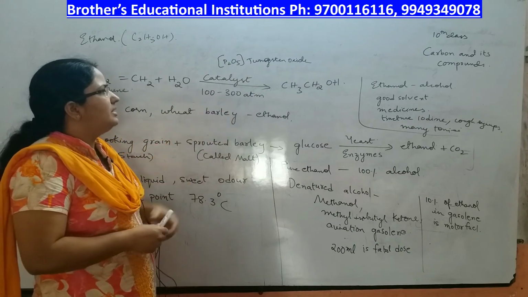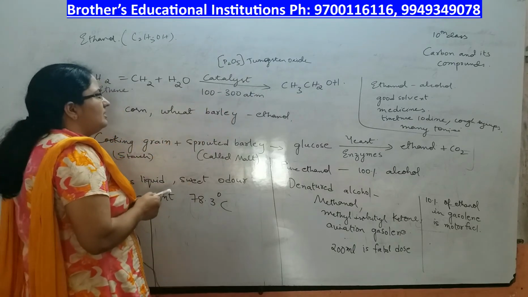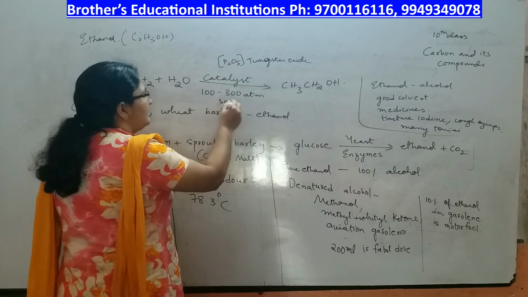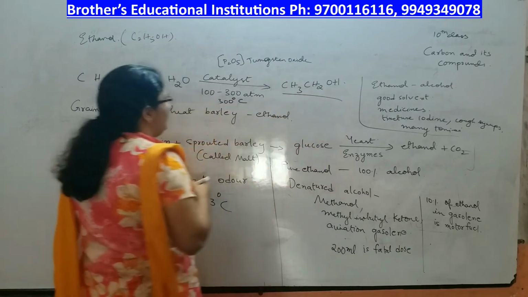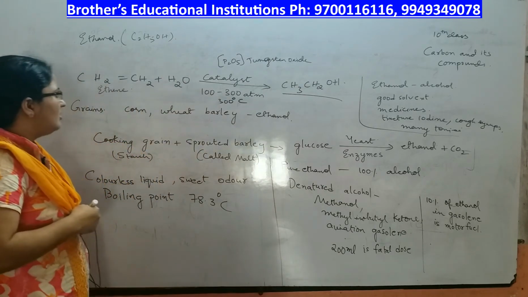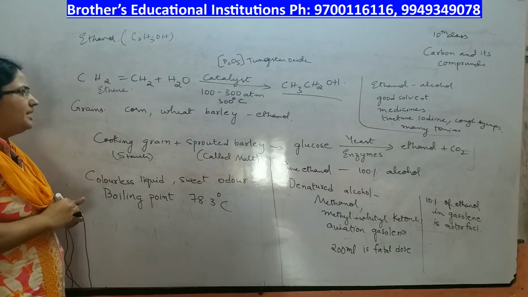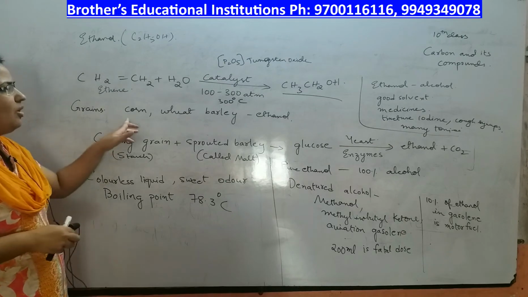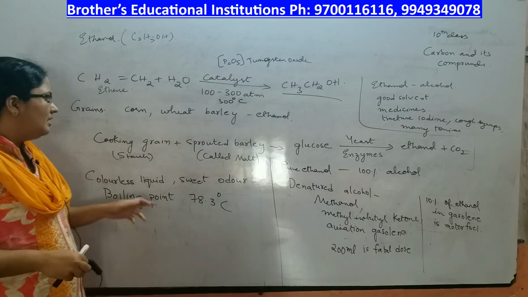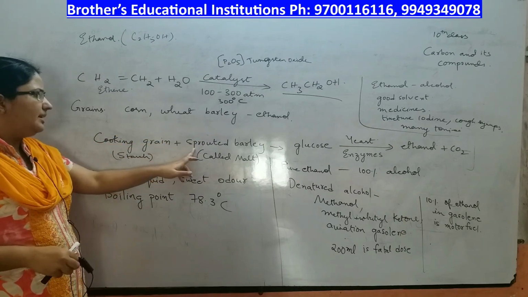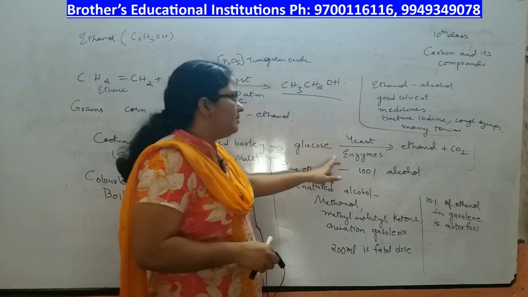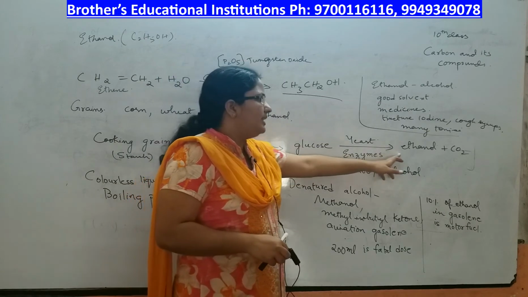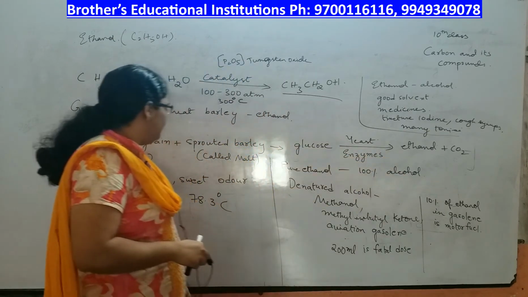This is done by supplying 100 to 300 atmospheres of pressure and 300 degrees centigrade temperature. You get ethanol. This is also called grain alcohol because it is obtained from grains like corn, wheat, barley. Cooking grain plus sprouted barley gives rise to glucose. If you add yeast and enzymes to glucose, it will give you ethanol plus carbon dioxide.